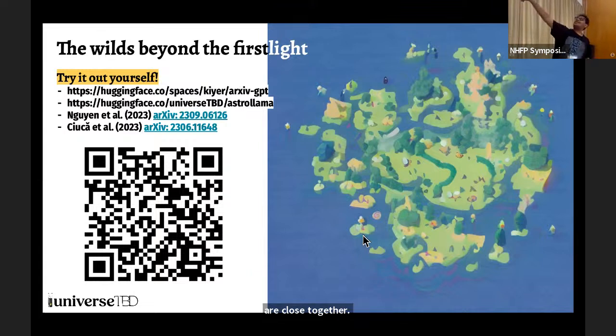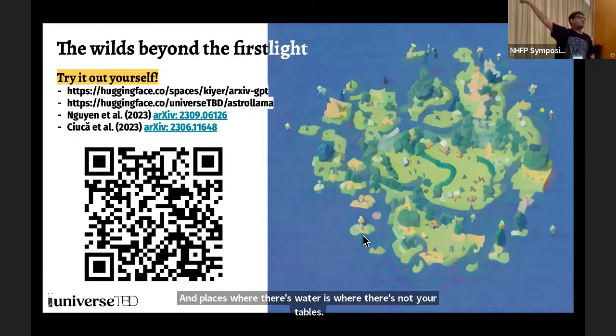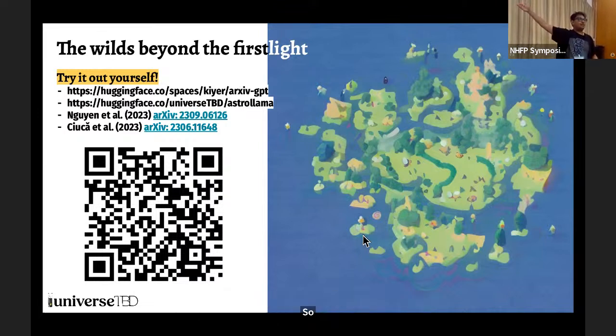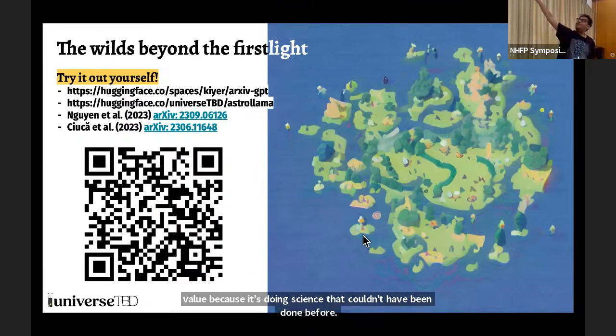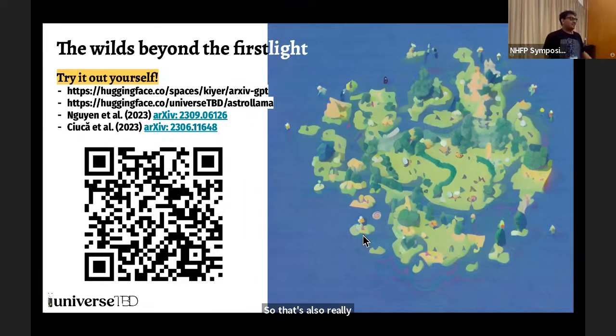And oh, the other cool thing is like gaps. So places with forests are the places that are well studied. They're the ones that have a lot of work done on them. And places where there's water is where there's not yet papers. So essentially JWST Valley has to have been a valley because it's doing science that couldn't have been done before. And it's filling up like that. There would have been water if you go back in time and look. So that's also a really neat way to sort of figure out, as a community, how we're doing.